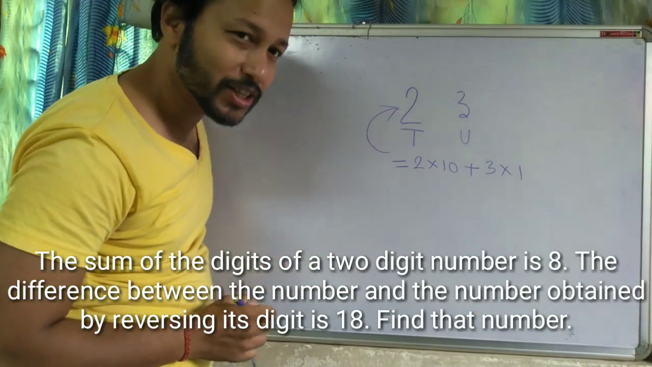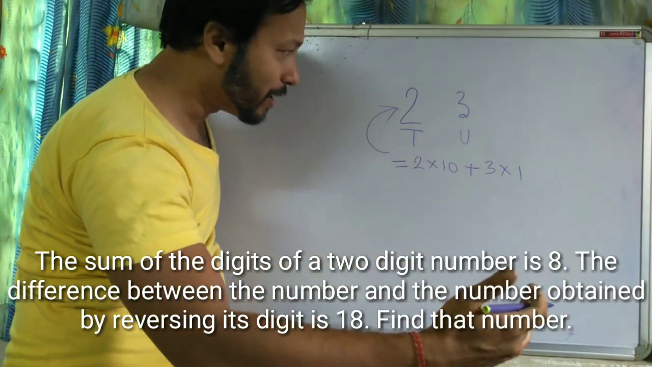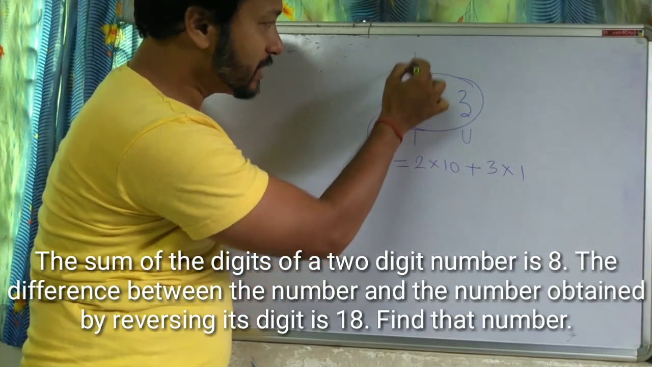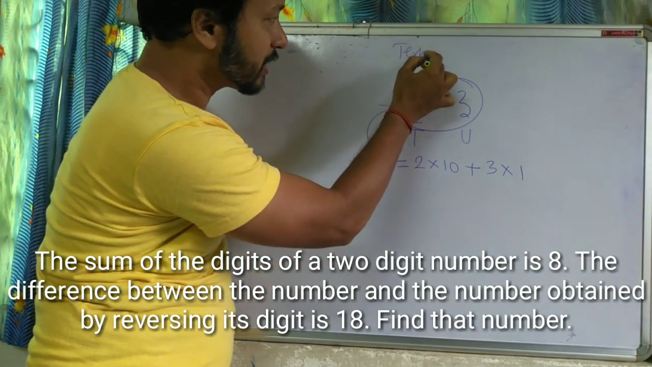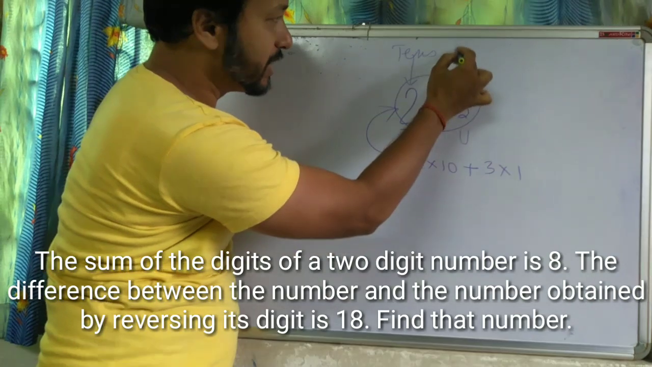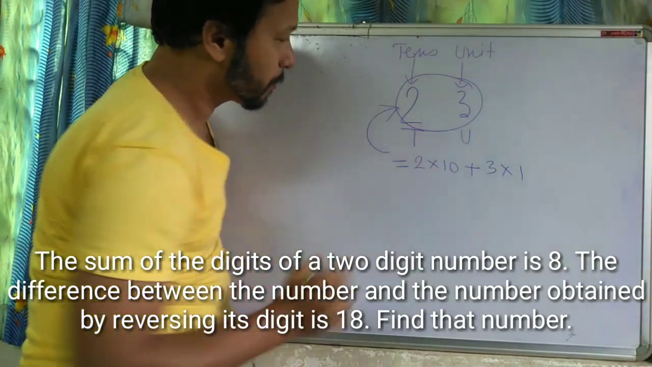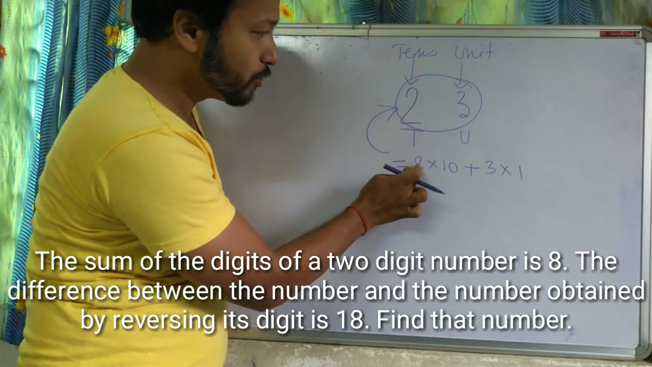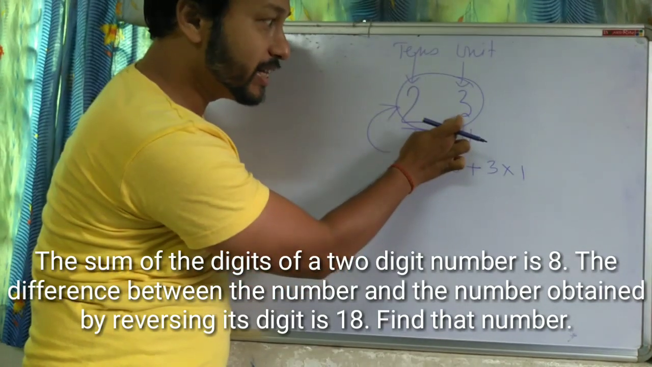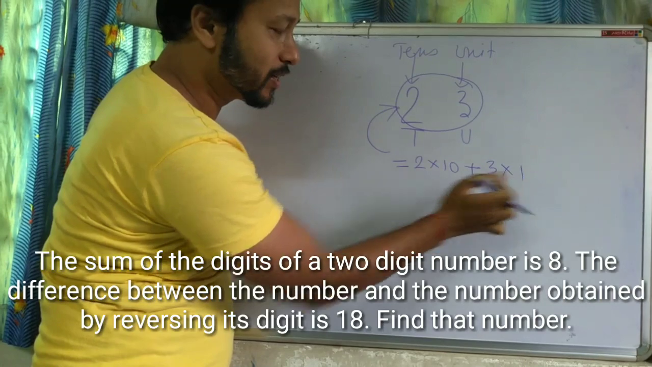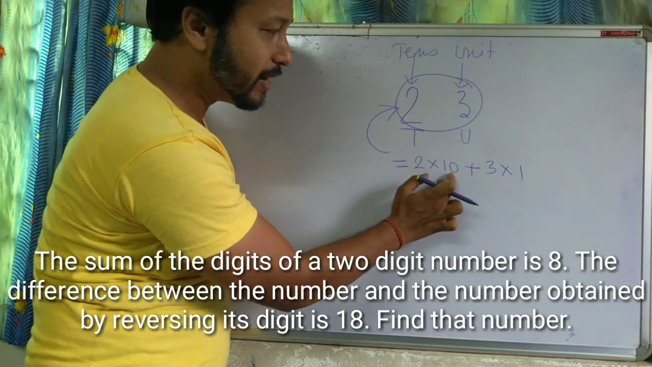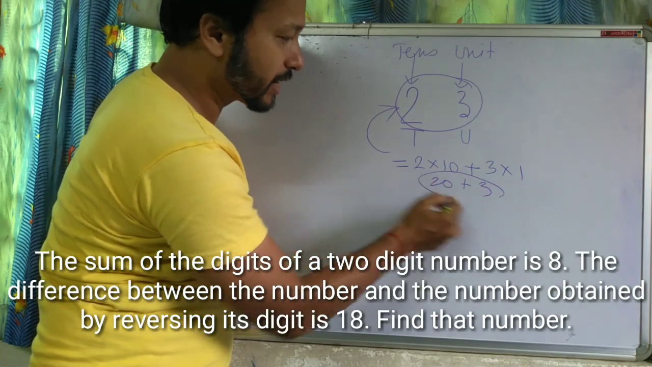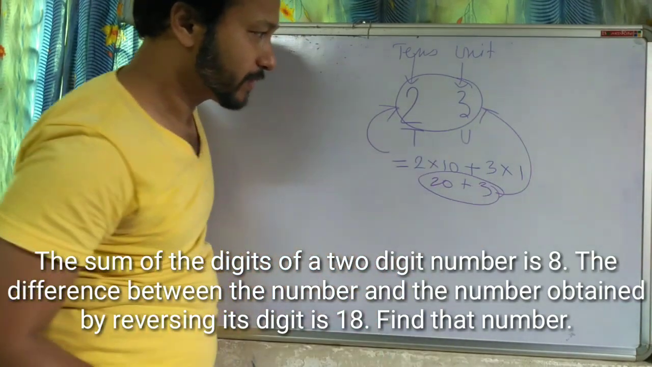23. Yes. So if you take any 2-digit number, this is the tens digit and this is the unit digit. So tens digit is 2, so 2 into 10. 3 is unit digit, that's why 3 into 1. So we are getting 2 tens are 20 plus 3 ones are 3. So we are getting 23.